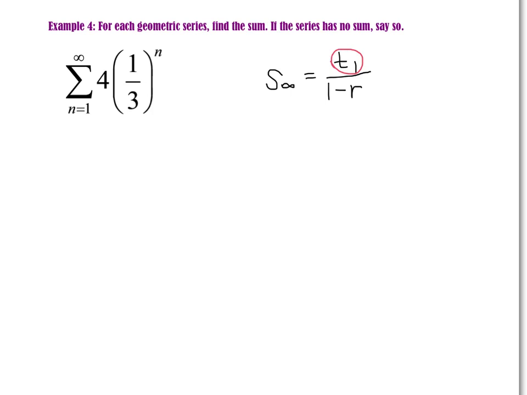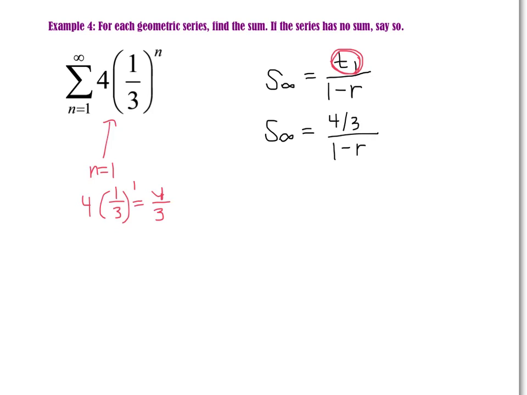So T1 is going to be when I plug in n equal to 1. So 4 times 1/3 raised to the first power for my n. So that's 4/3. So I plug that in, so I'm going to get this infinite sum is 4/3 over 1 minus r. Now, you may be asking yourself, what's the r? The r is that common ratio.